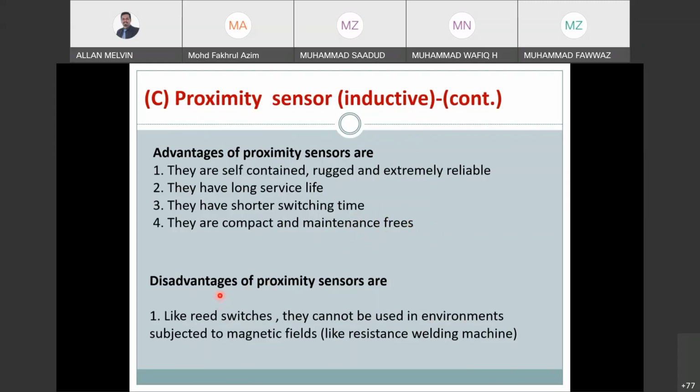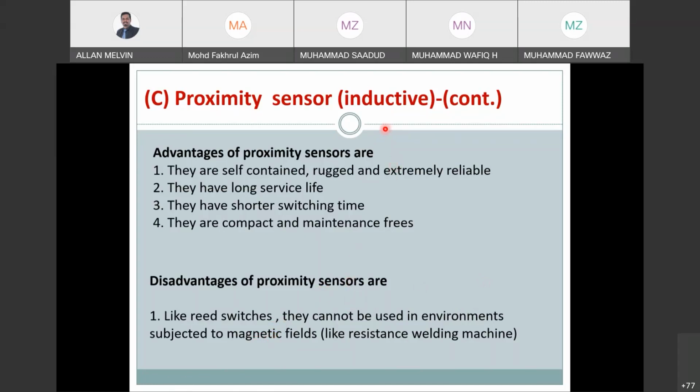Okay, so disadvantage, like reed switch, they cannot be used in environment subject to magnetic field. So kalau normal production line you can use, but if your environment have a strong magnetic field, dia berdekatan dengan magnet ke, ataupun you have other things like speaker di dalam tu ada magnet, or you have other things that uses a magnet like your transformer. So apa-apa yang gunakan magnetic field, so they cannot be used.